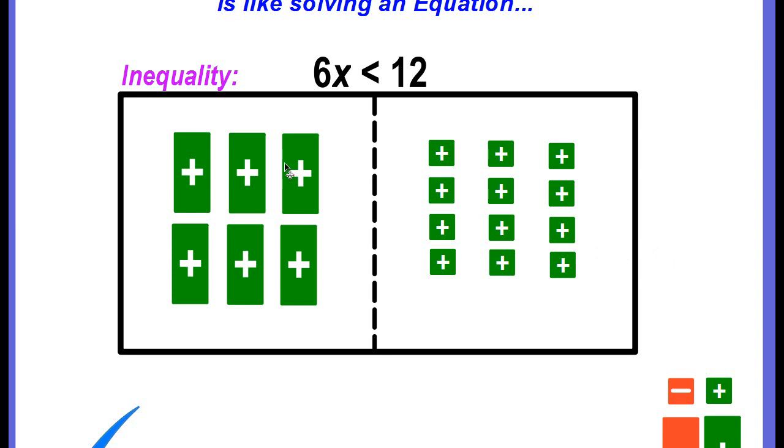Okay, again, we've learned that solving an inequality is just like solving an equation. So let's go ahead and solve the inequality 6x is less than 12 and find what the possible solution set for x is going to be. We're going to start off with our models, and you can tell that the algebra tiles have already been modeled for us for this inequality. We have the 6 positive x tiles over on the left side of the inequality, and on the right side we have 12 positive unit tiles.